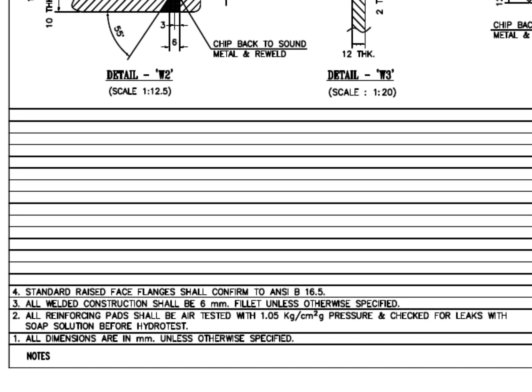Let us check what the notes say. All dimensions are in mm unless otherwise specified. All reinforcing pads shall be air tested with 1.05 kg per centimeter square gauge pressure and checked for leaks with soap solution before the hydrotest. All welded construction shall be 6 mm unless otherwise specified. Standard raised face flanges shall conform to ANSI B16.5.